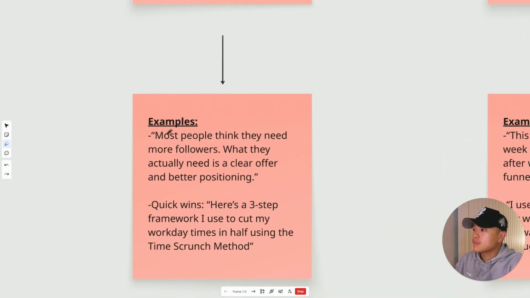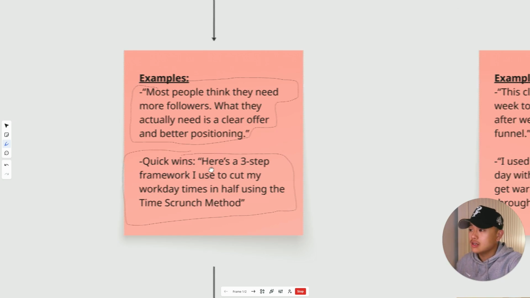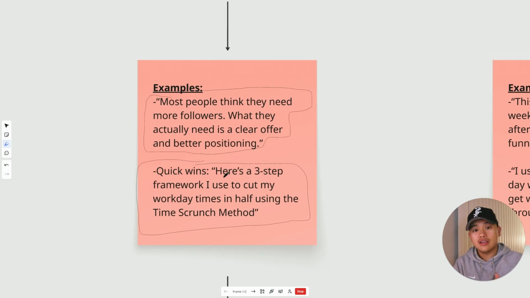So for example, most people think they need more followers. What they actually need is a clear offer and better positioning. Or quick wins. Here's a 3-step framework I use to cut my workday times in half using the time scrunch method. Basically, this is just educating your audience to let them know that you know something that they don't. And when you do that, you are creating that sense of authority where you are an expert in your space. And that's how you get people to listen to you more, and they'll be more in tune with what you have to say.